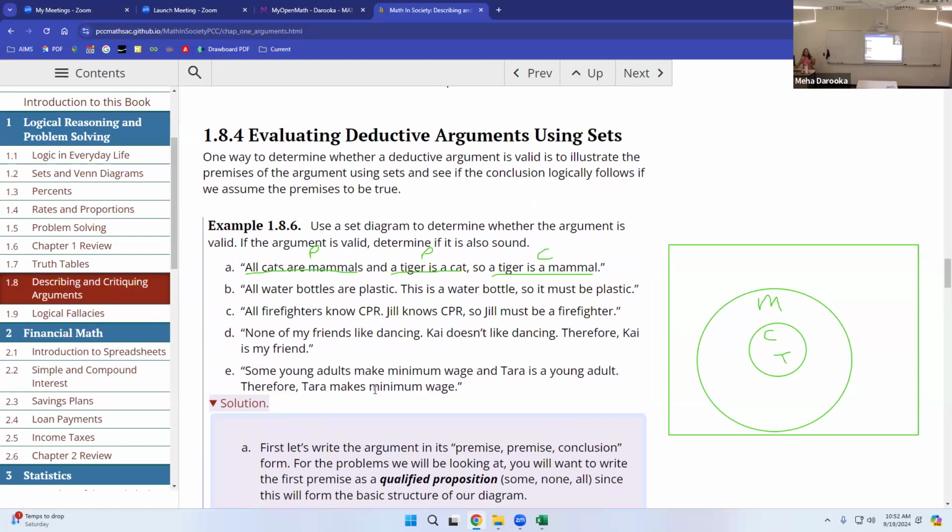Everybody okay on part A? Yeah, all right, let's look at part B over here. Let me just save this little.